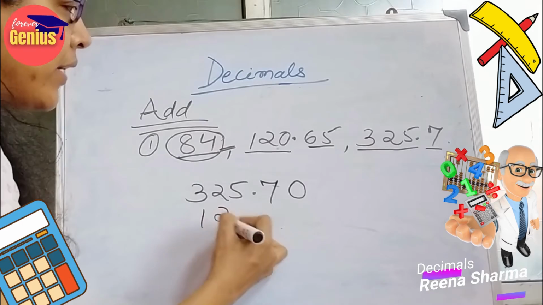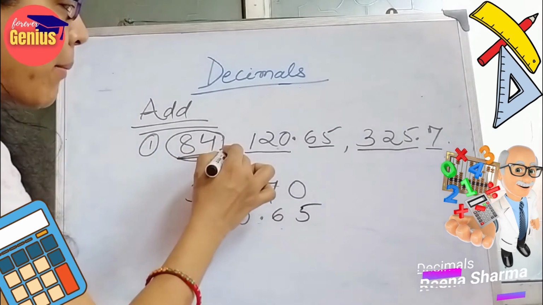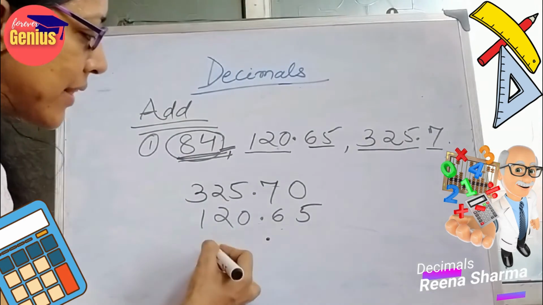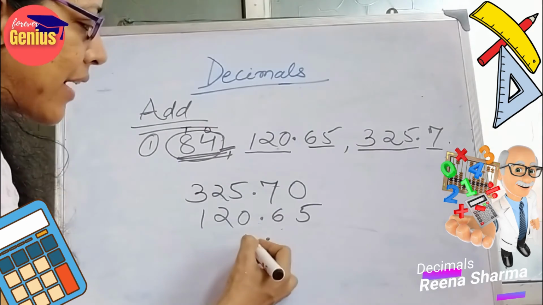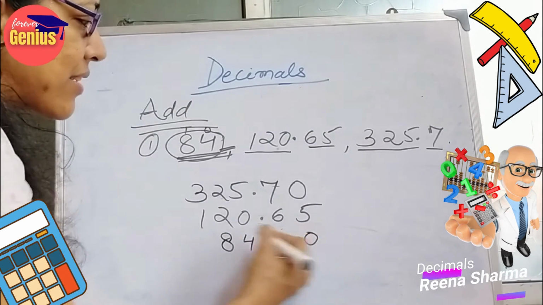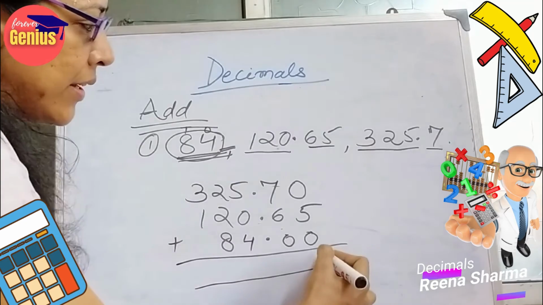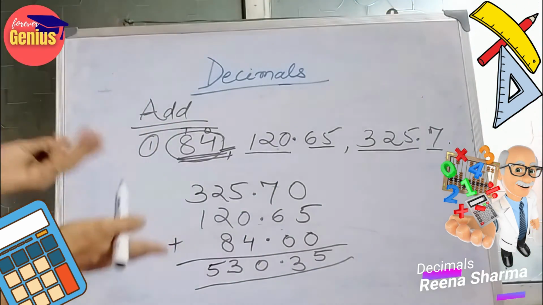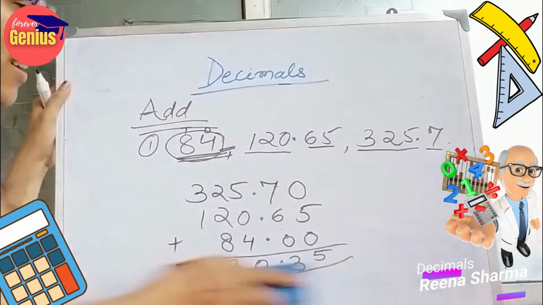See. 325.70, 120.65. It is a number. We do not have decimals here. So we will put a decimal here, and this is a number 0 and tens. So we will write it under ones and tens. Here nothing is given. We will just give 2 zeros here. Now we will simply do the addition the way we do. So see, isn't it extremely easy?